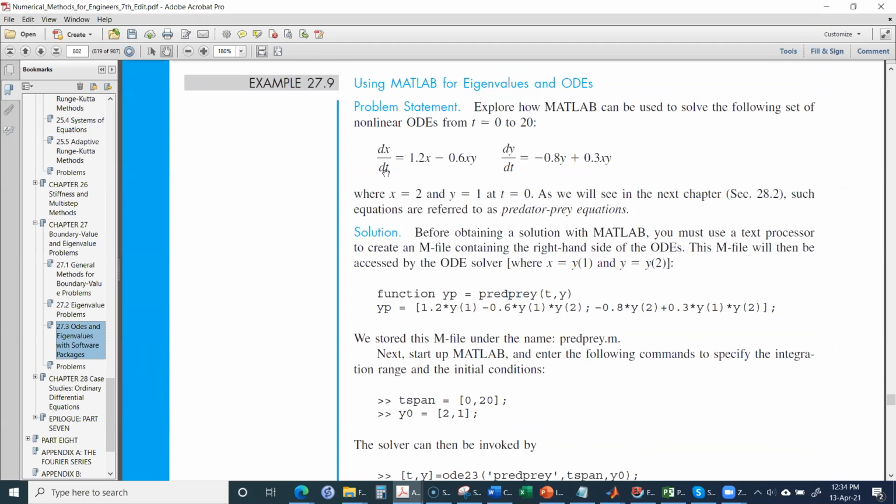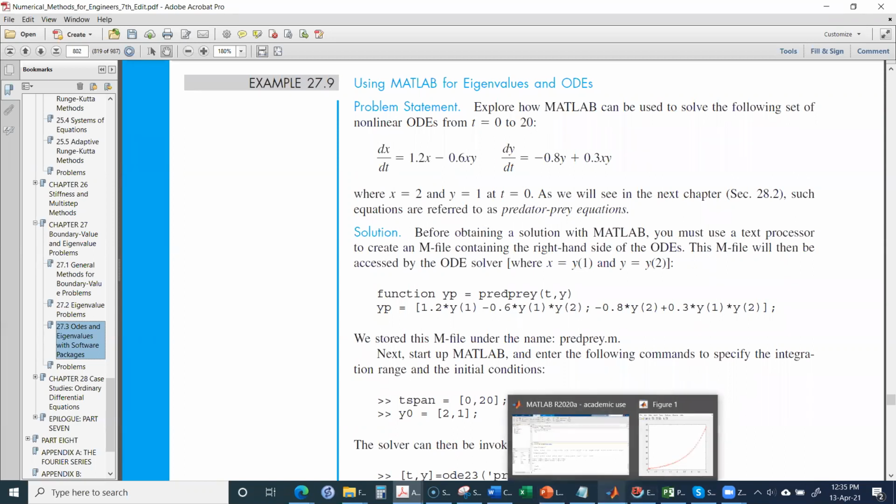So similar example. In this case, we have the system of two differential equations. There is not just one differential equation; there is a system of two differential equations. But the independent variable t is the same. The dependent variables x and y are different. So we can use MATLAB to find the solution.